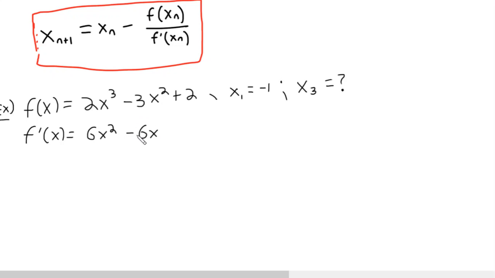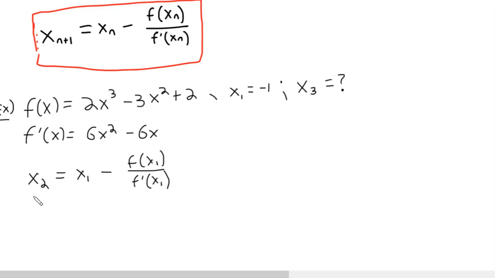So now I have the two things I need, and all I have to do is really just find x sub 2. So let's do that. If I wanted to find x sub 2, then remember that x sub 2 will be using the previous term. So the one you want right now will use what came before. So if I want x2, then here I'm going to have x1. So x1 minus f of x1 over f prime x1.